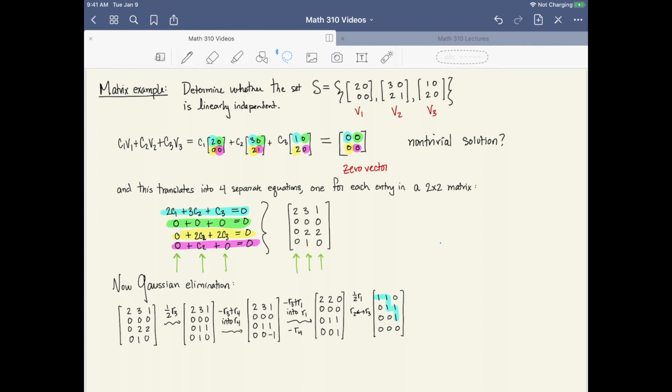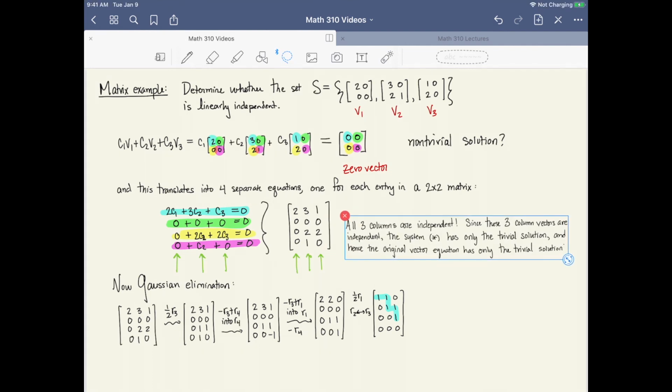So to wrap this up, I will just note here that in this example, all 3 columns of this matrix are independent. Therefore, all 3 of these vectors, which are actually matrices that are 2 by 2, but they are vectors in their own vector space, are independent. So the system that we see here, this system star, has only the trivial solution, and hence the original vector equation up here that we looked at, this one, also has only the trivial solution.